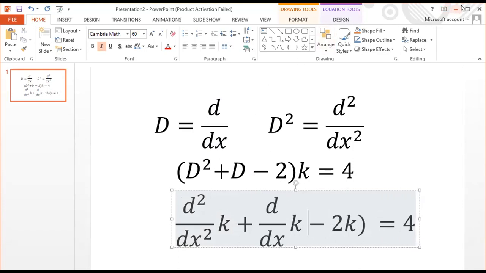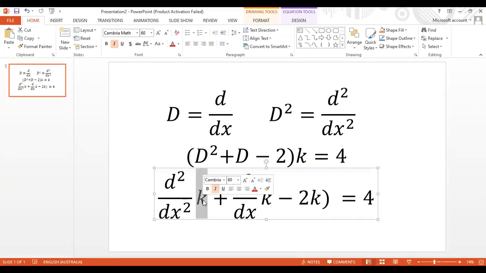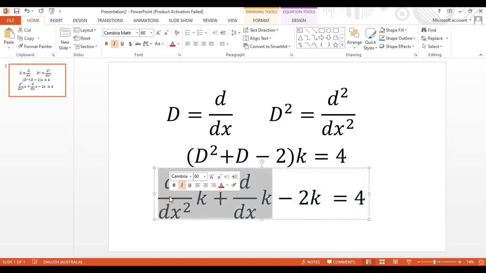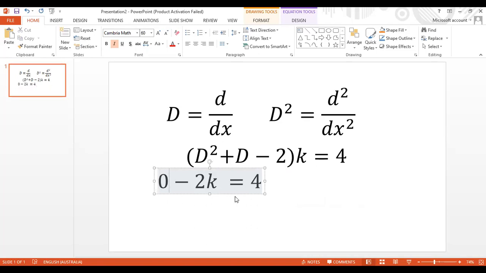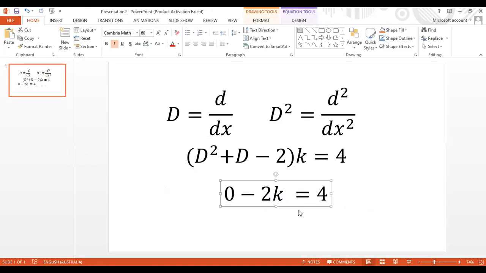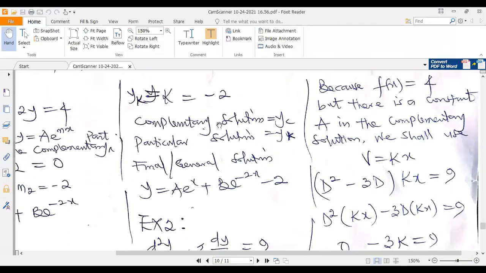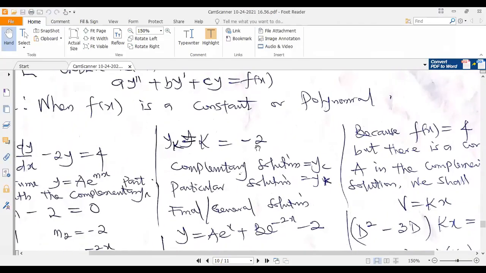If you look at this very well now, you see that k is a constant, and if you differentiate it twice, it will give you 0. If you differentiate this one once, if you differentiate a constant, it will give you 0. Then what we now have will be everything here minus 2k is equal to 4. Then what is k? k is minus 2. That is how we obtain k equals minus 2.